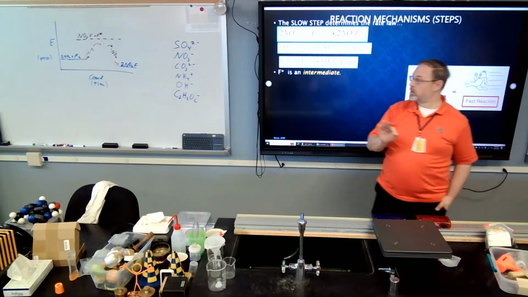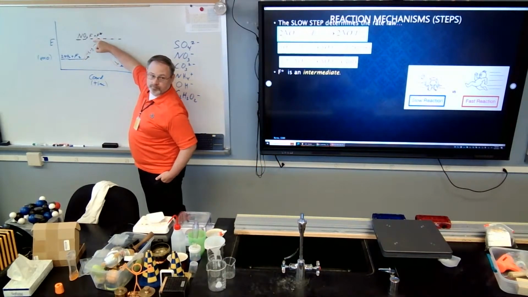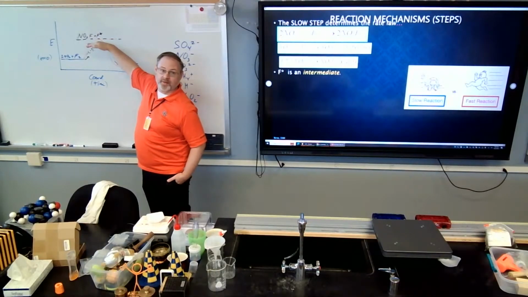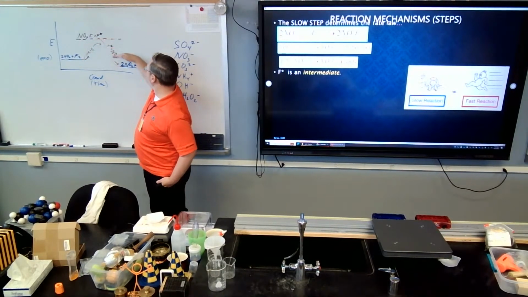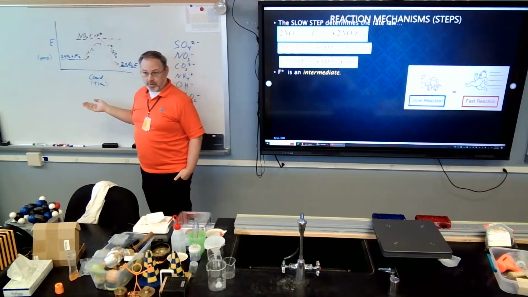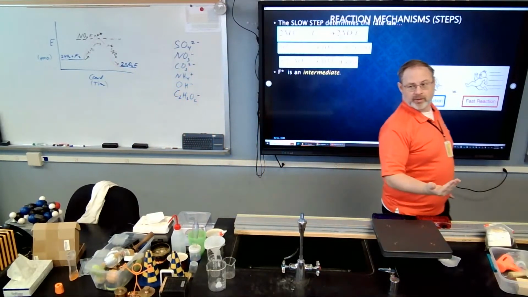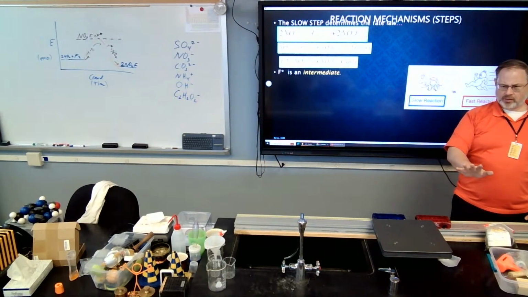Each one. In this case, you would realize that the first step is what? Endothermic, because the intermediates are at a higher energy state than the reactants. But going from the intermediate to the product, that's exothermic, and it's more exothermic than the first step is endothermic. Is that clear? All right. Questions so far?